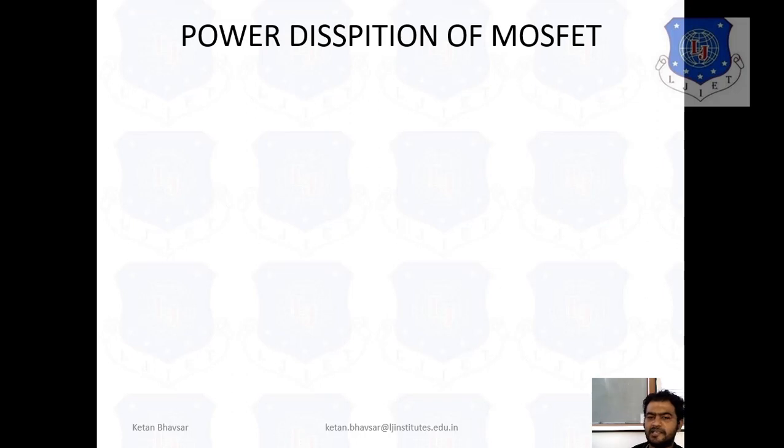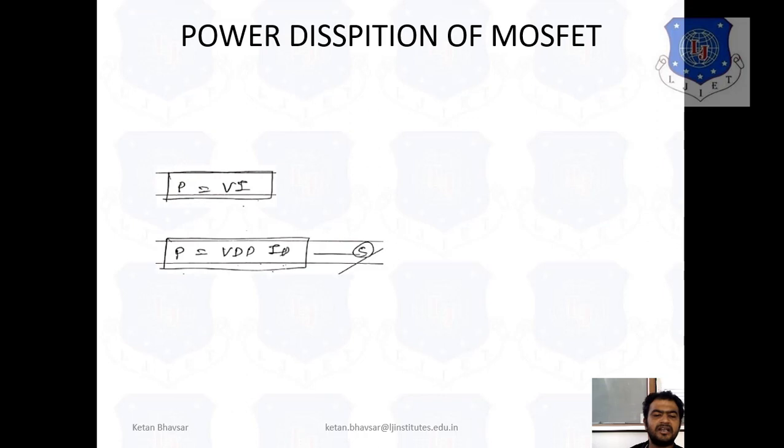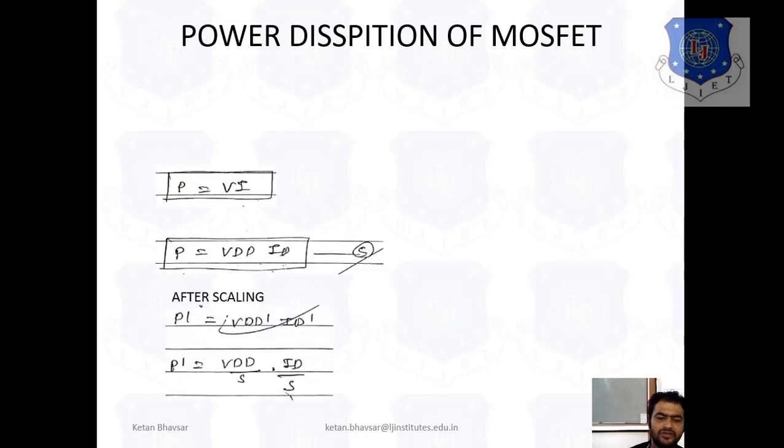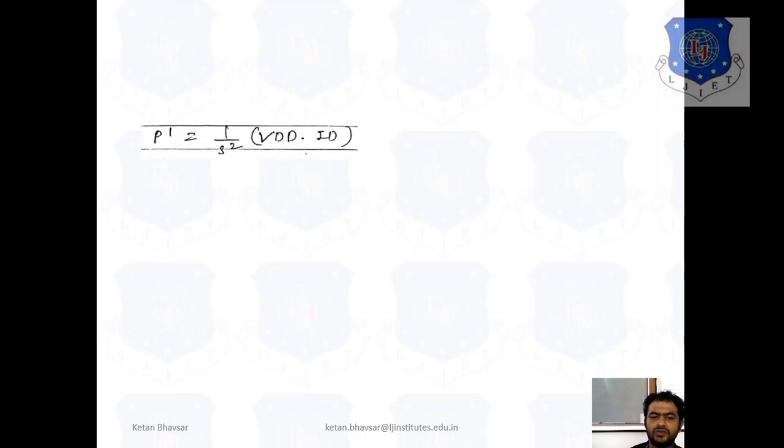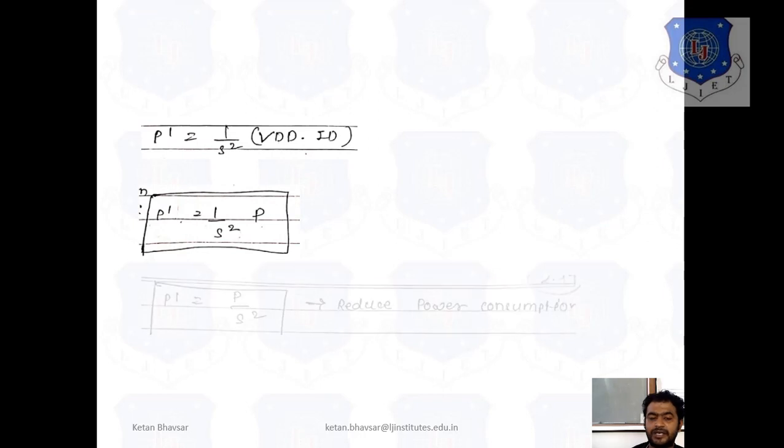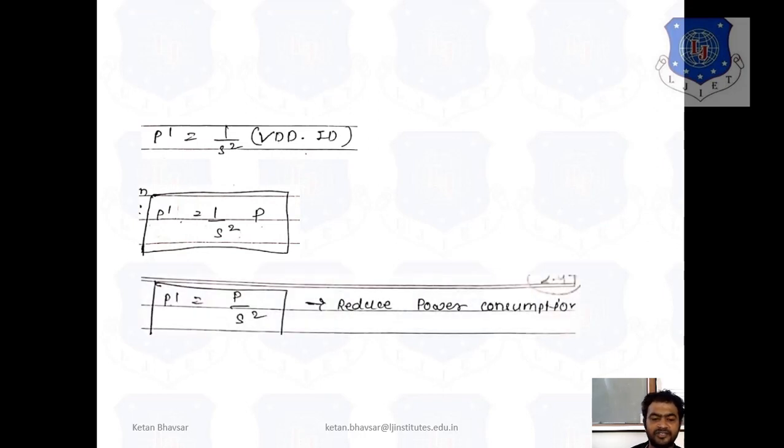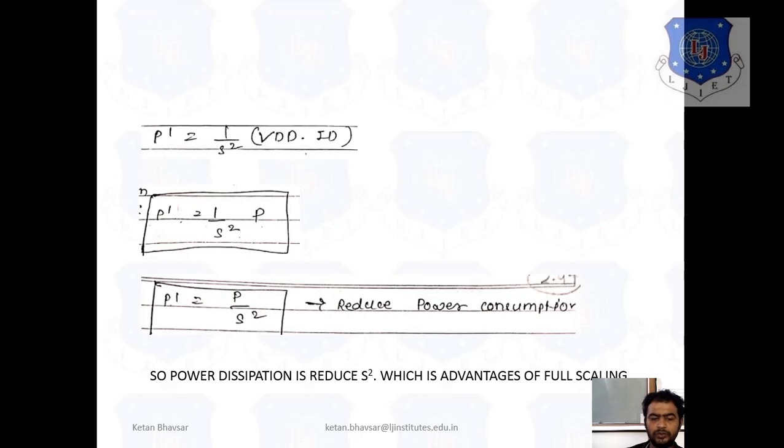Now we calculate the power dissipation. We have the equation for power P is equal to V into I. Here V is equal to VDD and the drain current I is equal to ID. So after scaling, we apply here P dash is equal to VDD by S and ID by S. So finally we get P dash is equal to 1 divided by S square VDD into ID. So we can say that P dash is 1 divided by S square into P, which reduces the power consumption. The power dissipation is reduced by a factor of S square, which is the advantage of full scaling.